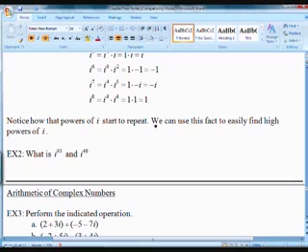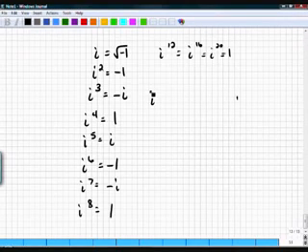Notice that the powers of I start to repeat. We can use this fact to easily find high powers of I, such as I to the 93 and I to the 48th power. I to the 93rd power and I to the 48th power. Let's try to find these two.